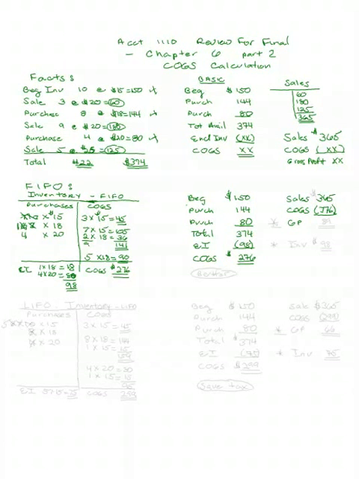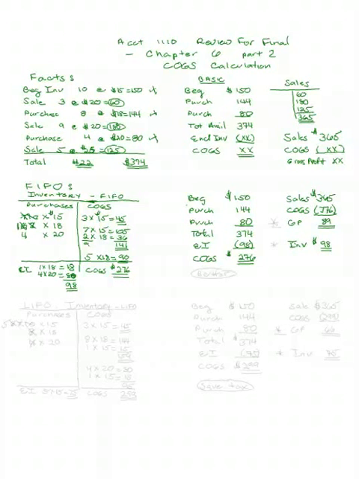365 minus 276 is 89. So that's how much I have of gross profit on the income statement. And on current assets, my balance sheet, I show inventory at an amount of $98. These are just facts. So gross profit under FIFO would be 89, and ending inventory on the balance sheet would be 98.